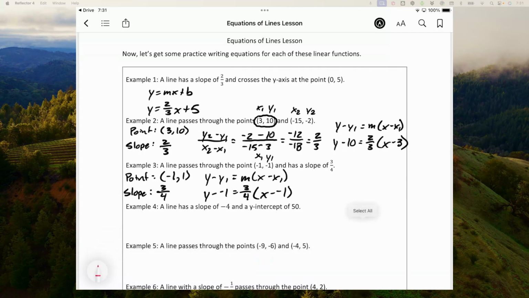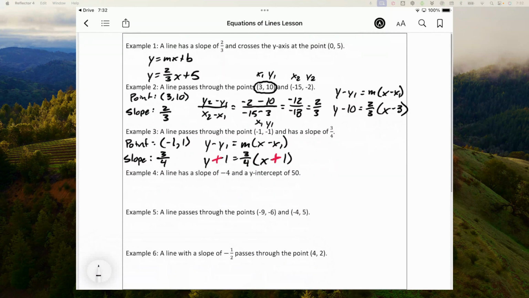And as we have seen often with the distance formula or slope formula, we're going to end up with 2 negatives there, which will become positive, and 2 negatives there, which will become positive. So this is an equation in point-slope form that represents that line.